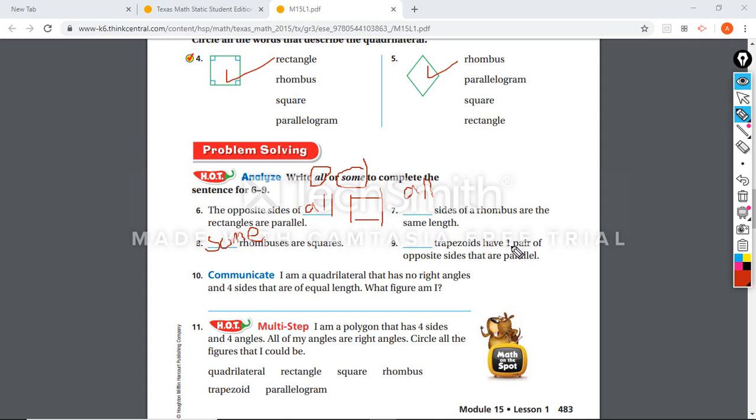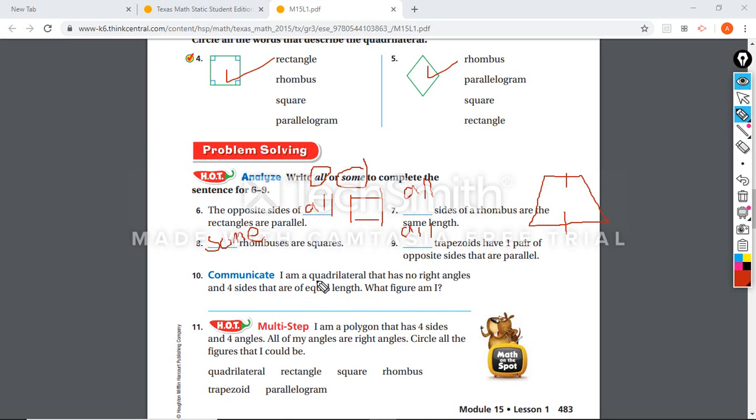Blank trapezoids have one pair of opposite sides that are parallel. This is all. All trapezoids have one pair of sides that are parallel, which would be this one and this one.